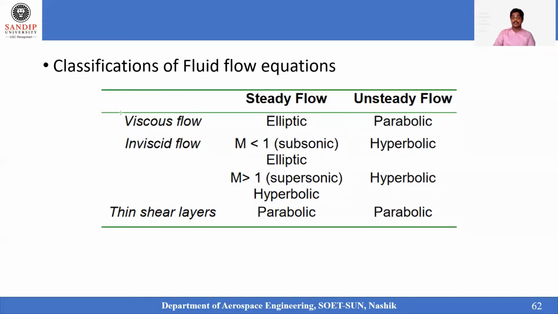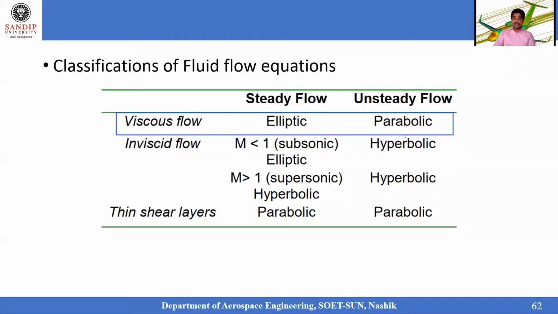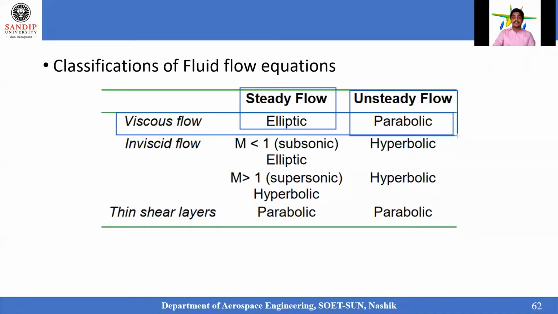Based upon the equation, when my fluid flow is viscous in nature, that is viscous fluid flow. If you are addressing a steady flow, then the type of equations governing that, the type of equations you get, is elliptical in nature. That is for the steady case, elliptical in nature. And when it is viscous flow with unsteady flows, that needs to be addressed with a parabolic equation.